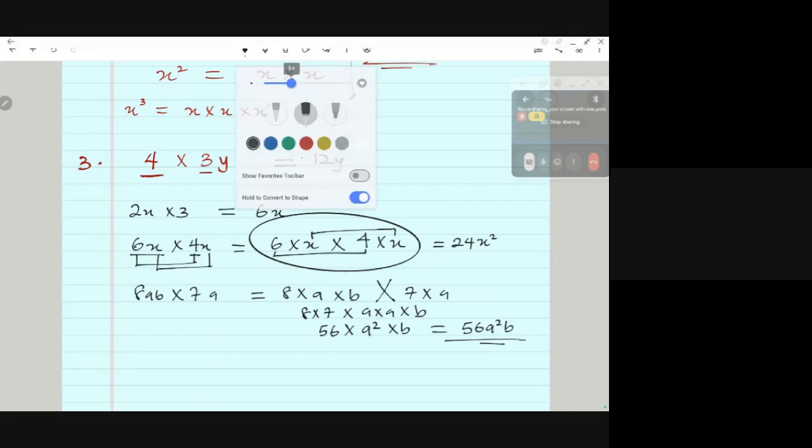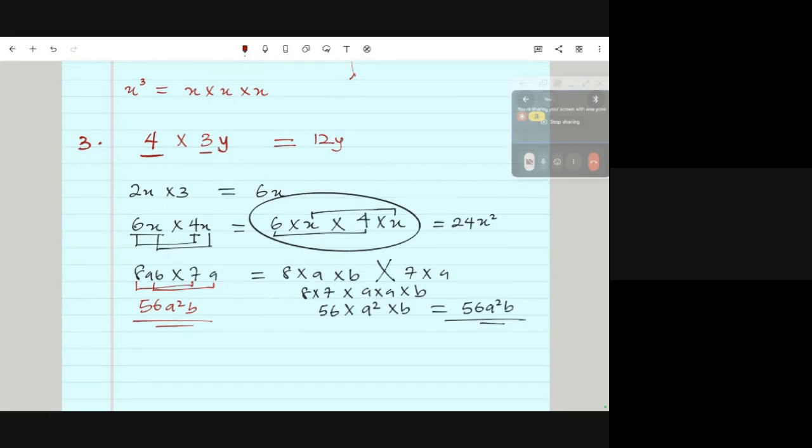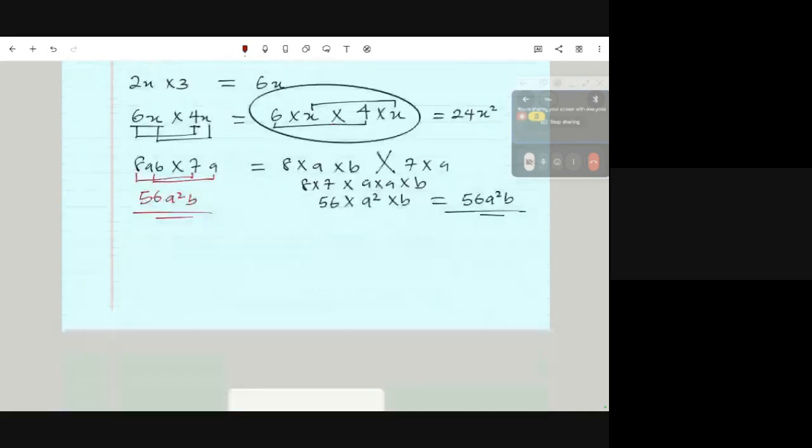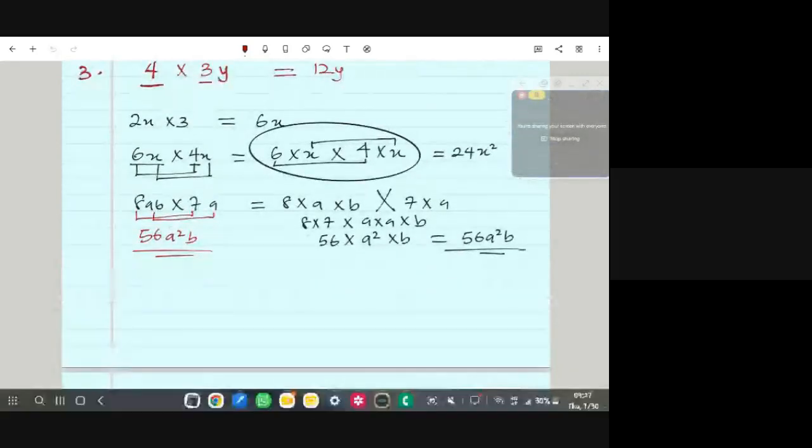Also, you can skip that whole step completely and just say 8 times 7, 56, a times a, a squared, then b, 56 a squared b. So all in all, you still get the same answer. So before we end the class today, I would also want to quickly look at when we have brackets.